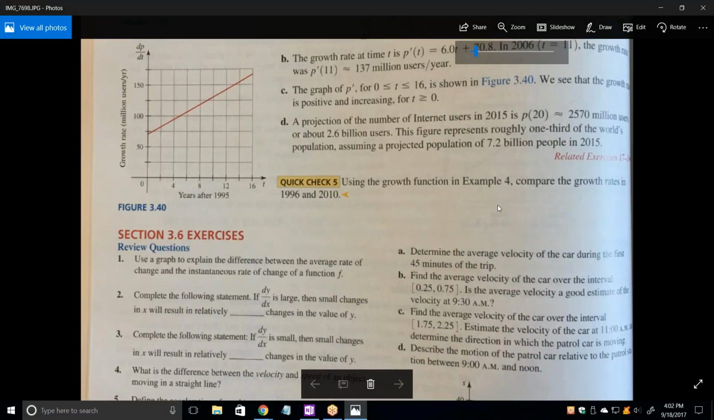The first question I can see is these review questions. Is that right? Yep. Okay. So what's the difference between average rate of change and instantaneous rate of change?